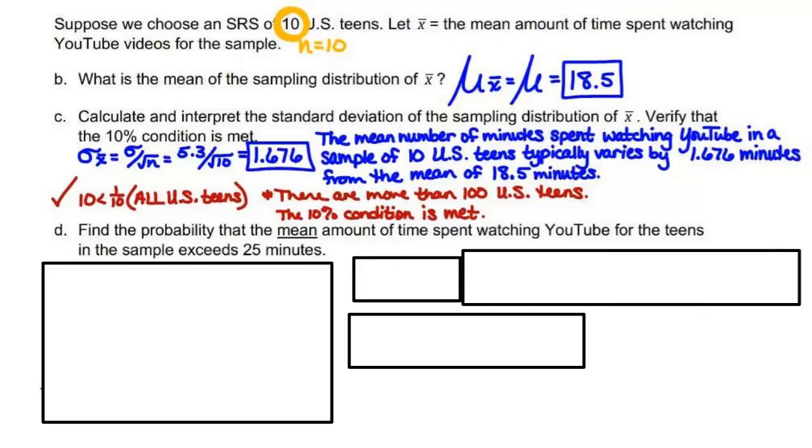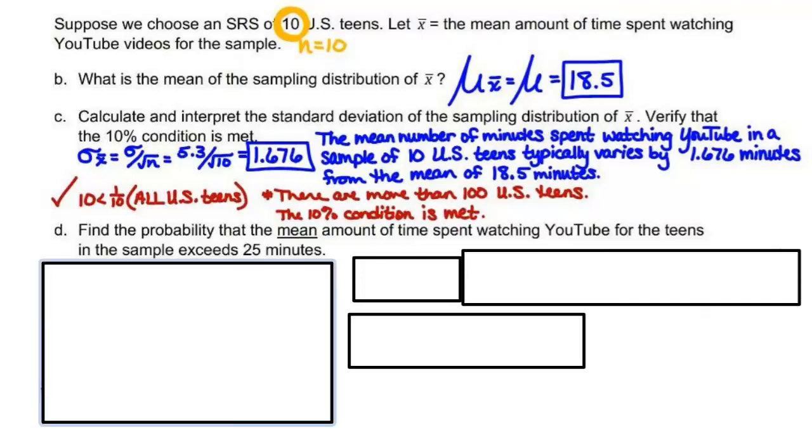Interpretation: the average number of minutes spent watching YouTube in a sample of 10 U.S. teens typically varies by 1.676 minutes from the mean of 18.5 minutes. Find the probability that the mean amount of time spent watching YouTube for teens in the sample exceeds 25 minutes. Can I do a normal approximation?